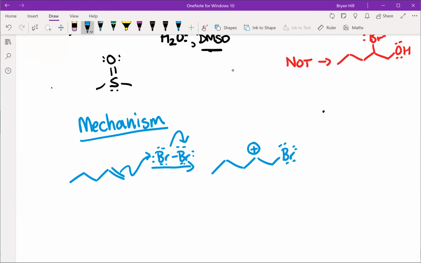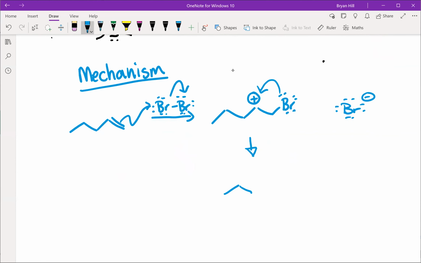So I've drawn it like this, basically, because I've temporarily got the positive charge on the more substituted carbon. We've got bromide over here. The next step is going to be exactly the same. It's faster for bromine to touch, faster for me to touch my own feet than bromine. And we would have this. So you form the bromonium.